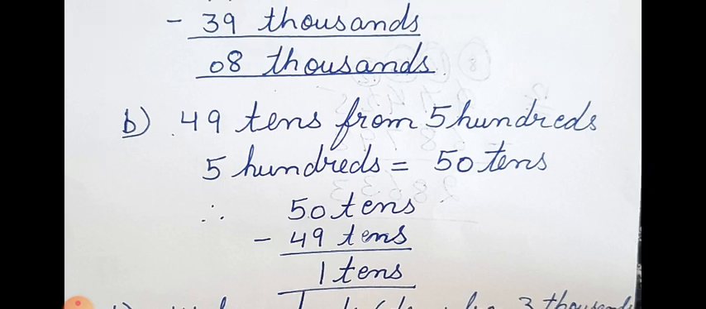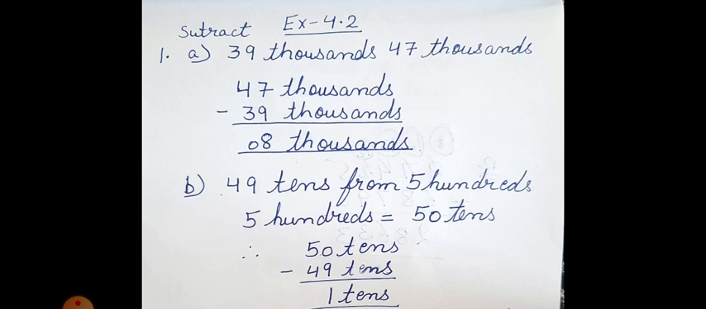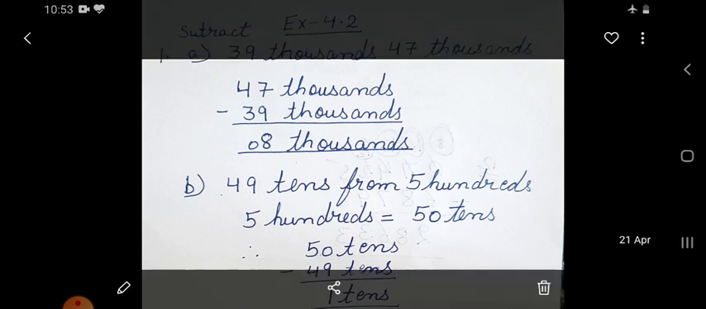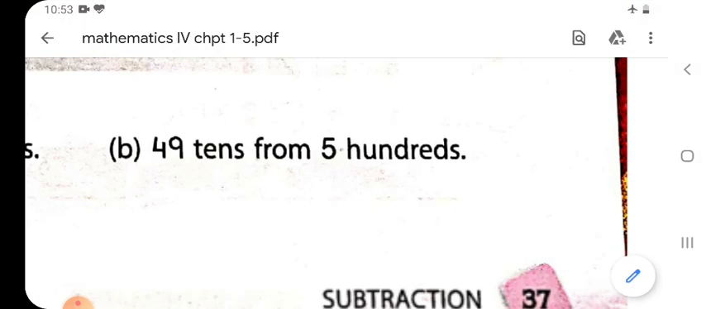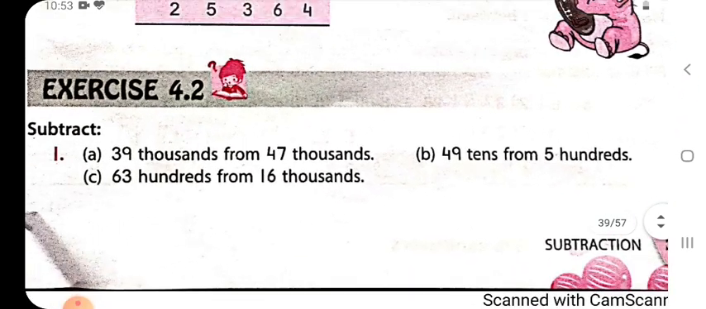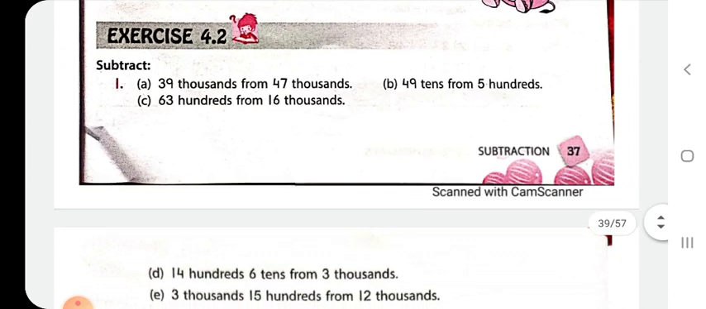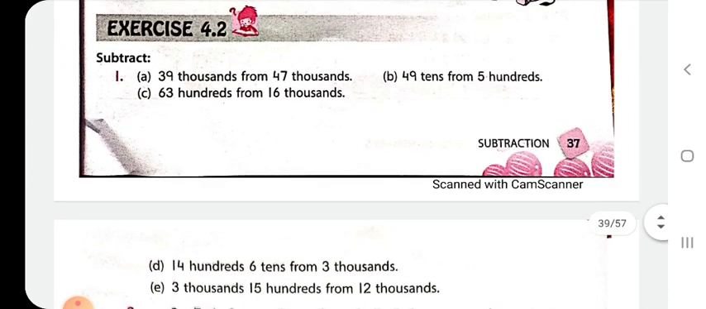Okay, so these are the two sums that we have done from exercise 4.2 today. This is called decomposing. What do we call it? We call it decomposing. Okay, so there are some other parts of this. In 4.2, you have 3 more parts of sum number 1. So C, D and E, try to do it yourself. Okay, so just try, and if you have any confusion, I'll explain it again, whether you have confusion or not.